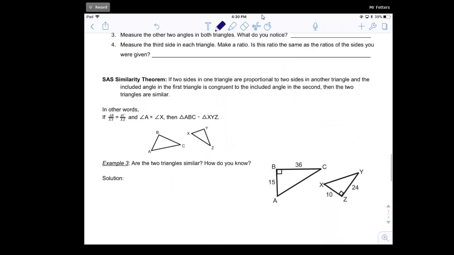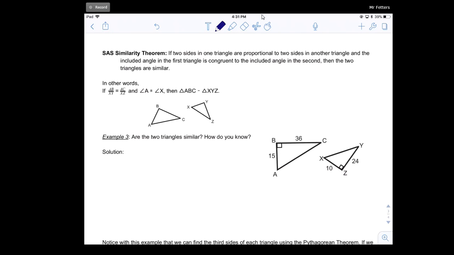The side-angle-side similarity theorem says if two sides in one triangle are proportional to two sides in another triangle, and the included angle in the first triangle is congruent to the included angle in the second, then the two triangles are similar. So in other words, they show you right there which sides are in proportion and what angles are congruent to get side angle side.